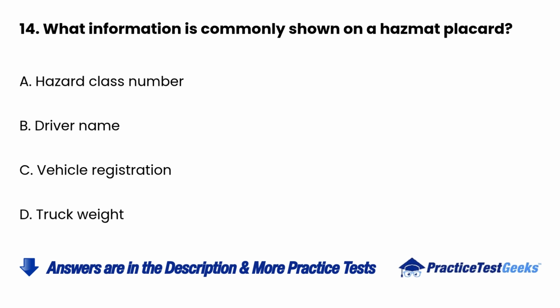14. What information is commonly shown on a hazmat placard? A. Hazard class number. B. Driver name. C. Vehicle registration. D. Truck weight.